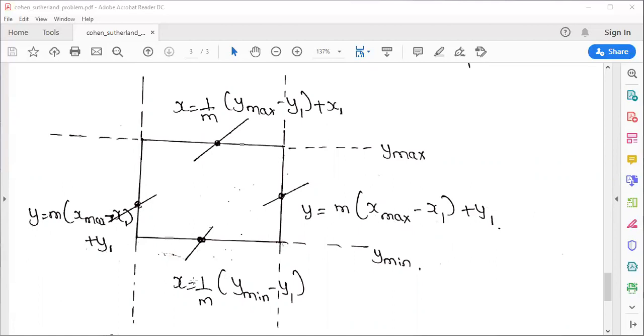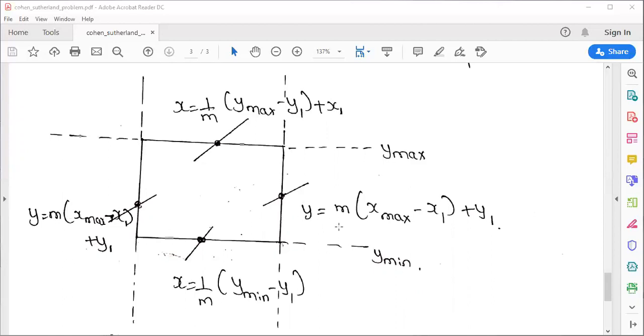When you are finding the intersection point which is below and above, the y value will be the same as whichever value is there, right? So you have to find the corresponding x value. So x will be equal to 1 by m into y min minus y1 plus x1. Here x is equal to 1 by m into y max minus y1 plus x1, right? When you are finding the left intersection point, you will take x min, not x max. So y is equal to m into x min minus x1 plus y1.